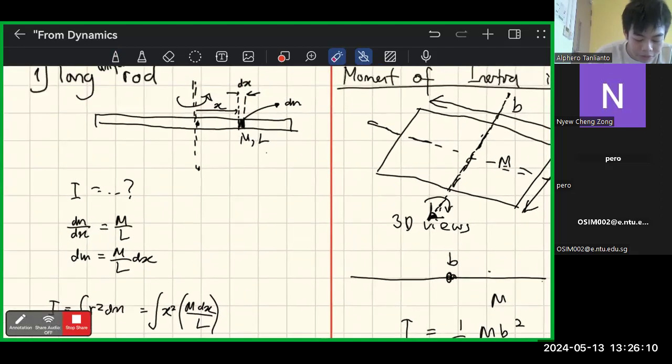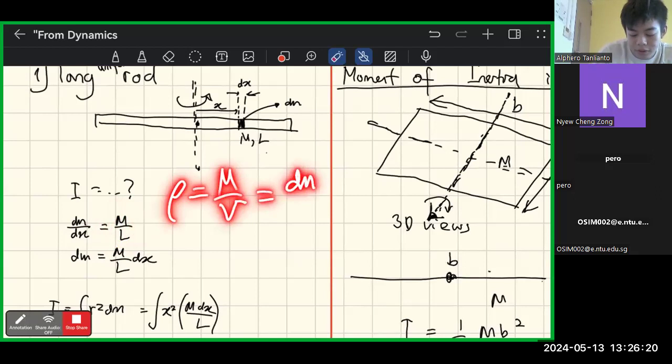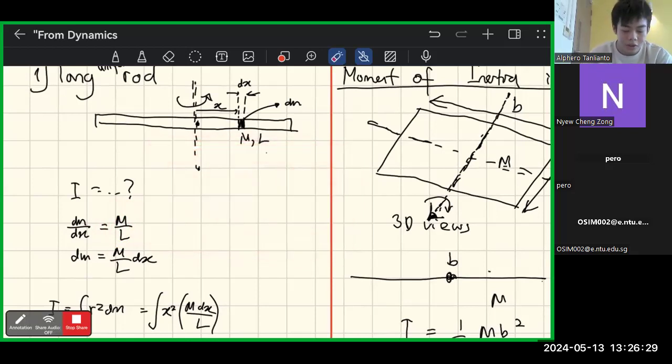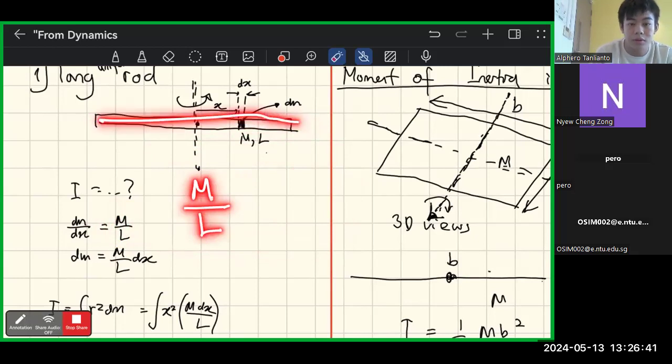How come it becomes dm over dx equals to m over L? Because it's like a density. If you have a density, it's mass over volume. So if you have a very small mass and very small volume, it will be the same density because it's uniform. But here, it's only one dimension, so we don't need density. We just use the mass over the length, which is always the same throughout the rod. All right, thanks. Yeah, understood.